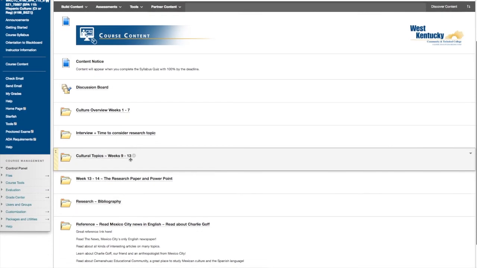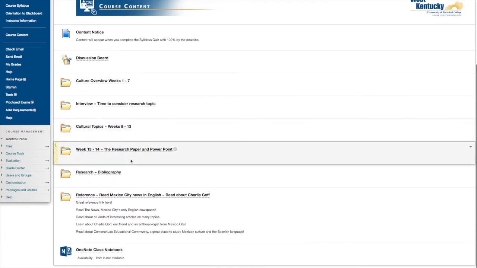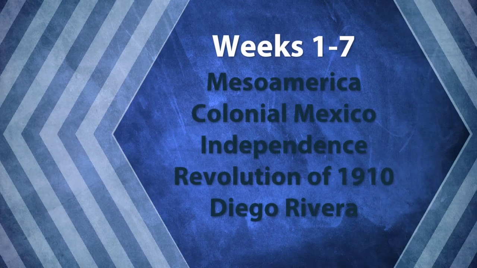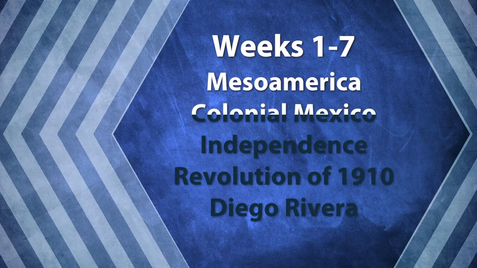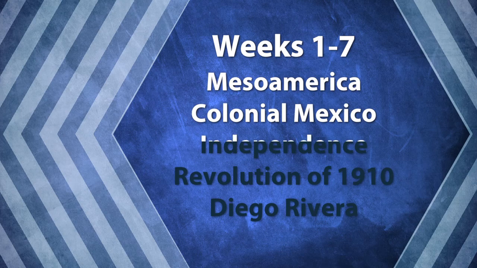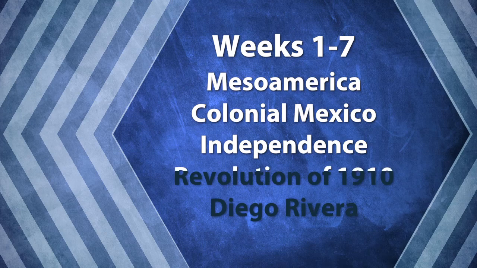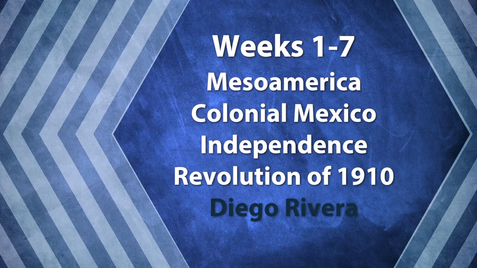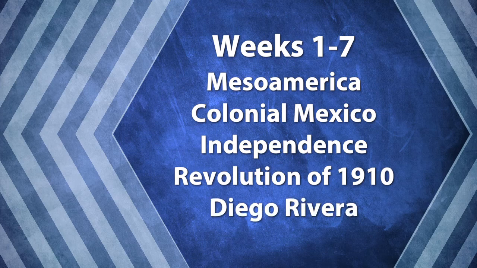Now you should go to course content and view the organization of the course. You will see that we look at Mexican cultures in two broad themes. In the first half of the semester, weeks 1 through 7, we will study the historical aspects and the significance of Mesoamerica, colonial Mexico during Spain's rule, independence, the Revolution of 1910, and we will wrap up this section by looking at history through the art of the famous Mexican muralist, Diego Rivera.